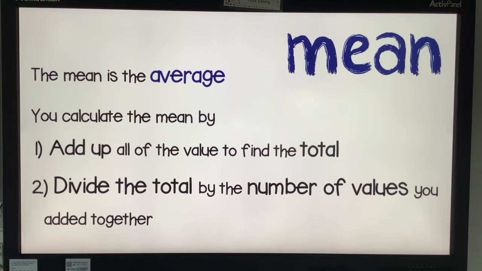So, how do you do it? Like I said, you add up all of the values to find the total, and then you divide your total by the number of values you added together.